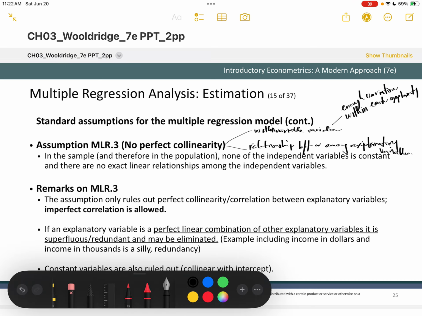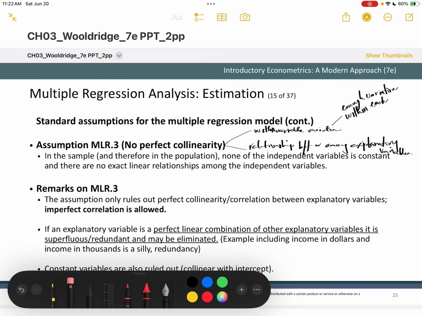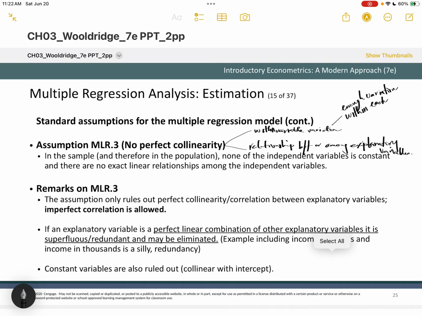Okay, that doesn't look nice. Let me clean it a little bit. If you're new to this, when I'm within the zone, I'm writing surface. Okay, so enough variation within each explanatory variable. Okay, that should do.